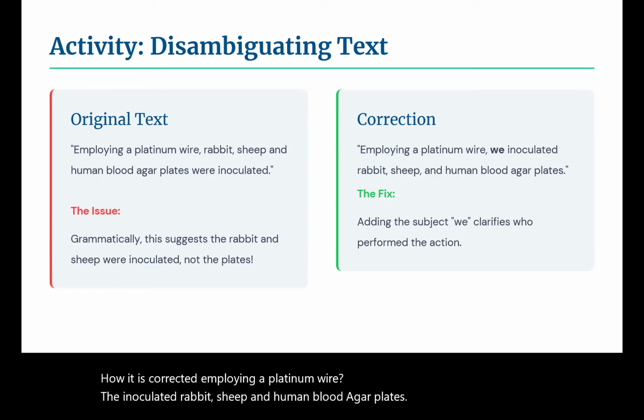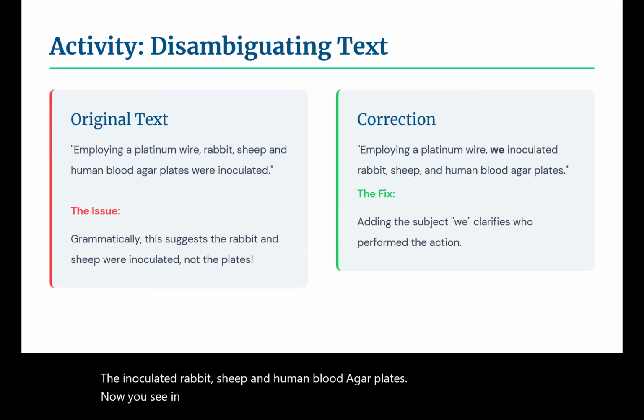Now you see, in this disambiguation effort, we have changed two things. The first thing is we have switched it to active voice. That made things much clearer. Secondly, we actually use the critical tool. What did what? It is the platinum wire that inoculated, and then human, sheep, and rabbit blood agar plates.